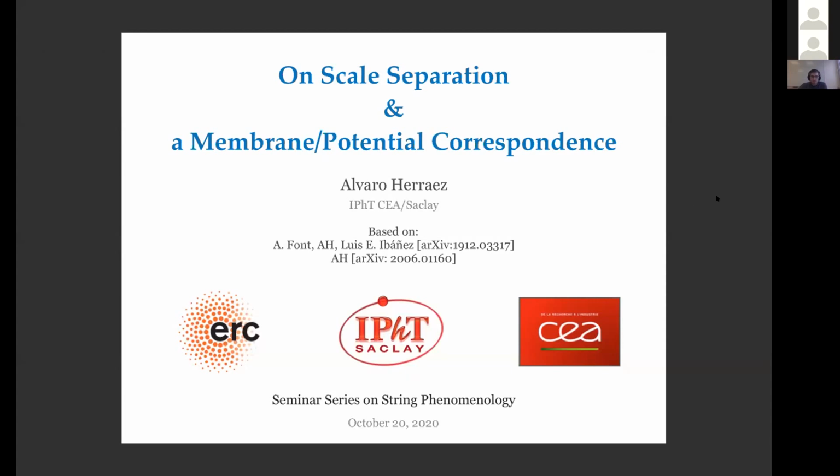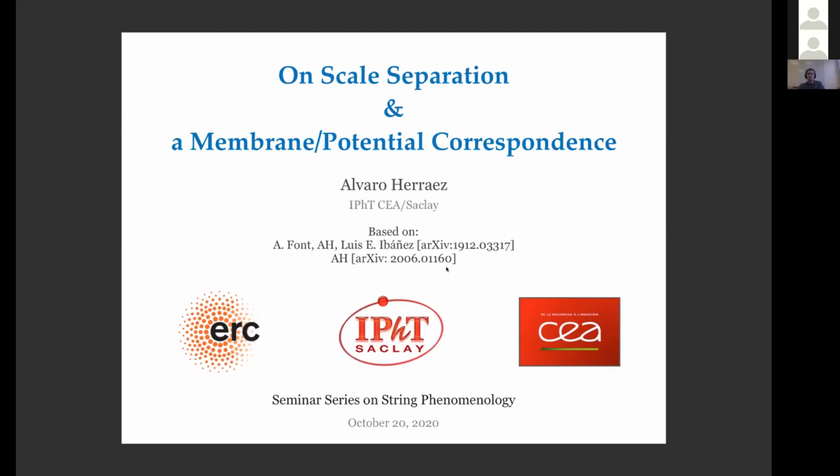So today I will be talking about two somewhat different topics. The first one is scale separation, and the second one is this membrane potential correspondence. So the talk will be divided into two well-defined sections. The first one is based on this paper with Ana Maria Font and Luis Ibañez, and the second one on this other paper.